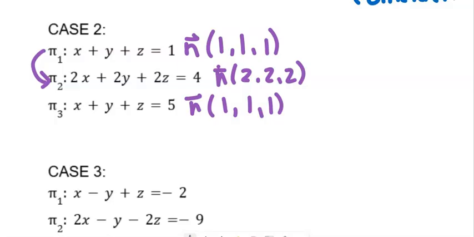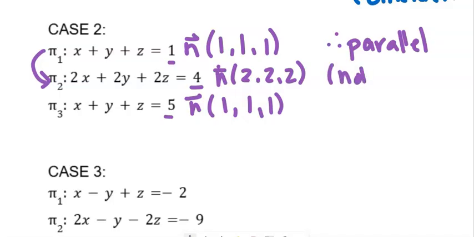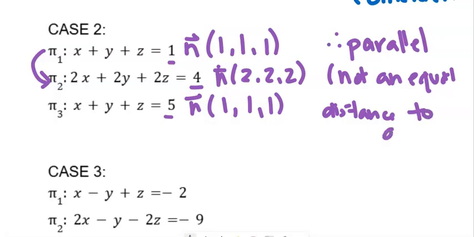But when I look at how far away it is from the origin, I can see that it is not twice as far away from the origin. It's 4 times as far away from the origin. So therefore, these planes, the normals are multiples, but the scalar equations are not. So these planes are just parallel. Okay, they are not an equal distance, sorry, to the origin.